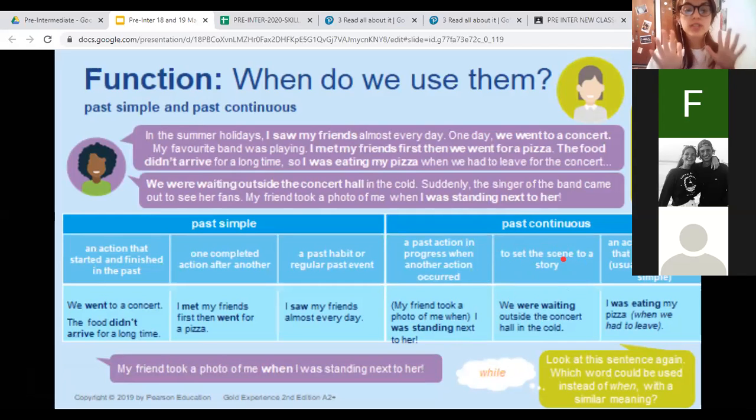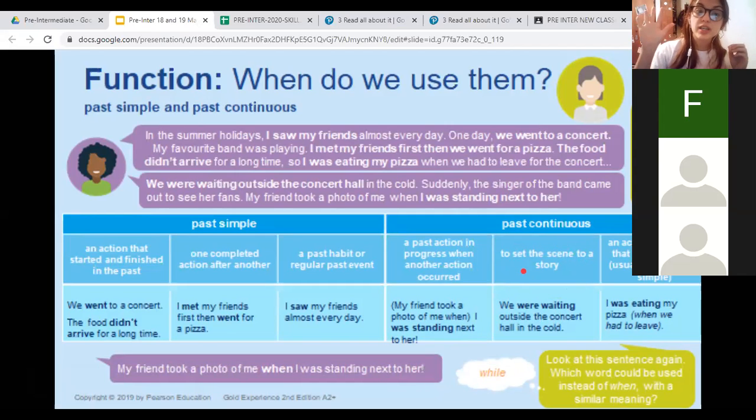Then we also use the past continuous in stories, usually to set the scene. So when we tell a story, we usually say, well, it was a very nice day. The birds were singing and the sun was shining, and then everything went black. So we use the past continuous to set the scene. The sun was shining, the birds were singing. And then for the actions, we use the past simple. Everything went dark. Yes?